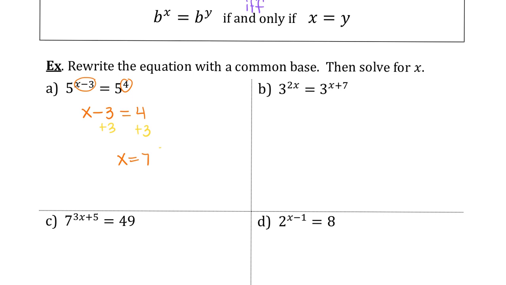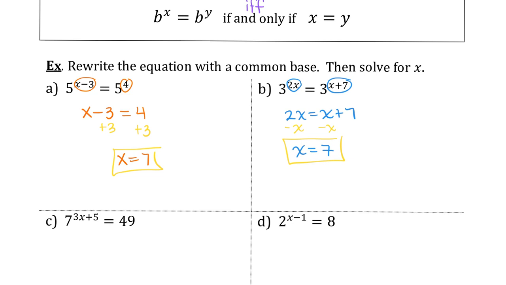Okay, if you plug it in, it makes sense. If I plug 7 in here, 7 minus 3 is 4, and 5 to the 4th equals 5 to the 4th, of course. So let's look at this one. For b, it says 3 to the 2x equals 3 to the x plus 7. They have the same base, and they're equal, so their exponents must also be equal. So it must be true that 2x is equal to x plus 7. And then we can use our algebra to solve. I'm going to minus the x over. So 2x minus x is 1x. So x equals 7, and again, if you plug it back in, you can verify that it makes sense.